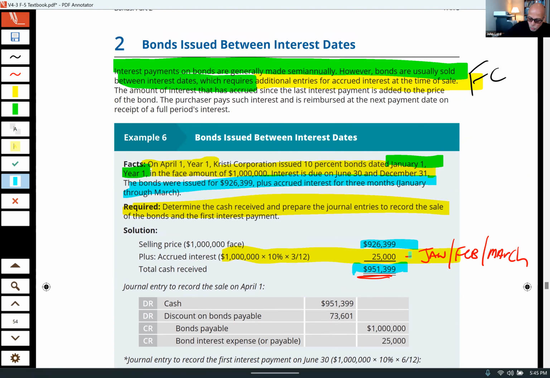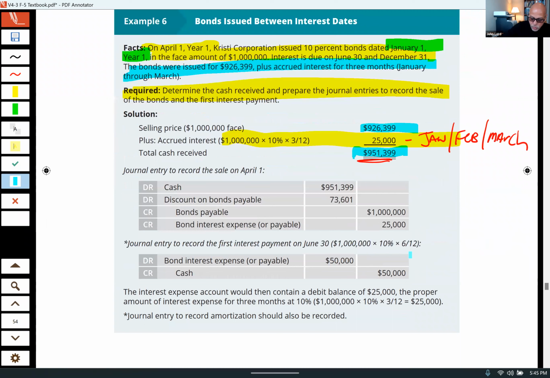Okay, so when we issue the bond, the company will always get more than whatever the issue price is when there's accrued interest, the 951,399. We're going to debit the discount for the difference between the face of the bond and the issue price there. And then, guys, I think this is a bad time for them to introduce reversing entries. So just have them credit interest payable.